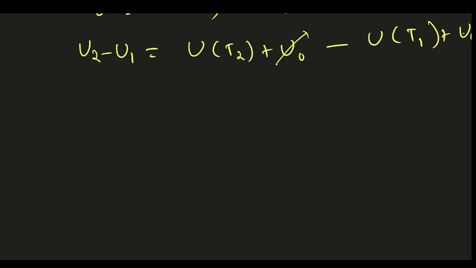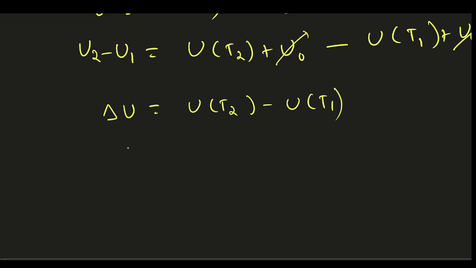Whenever I'm calculating the change in internal energy, all the energies which are applying, like gravitational and electrical, will be cancelled with each other. So the change in internal energy, delta U, is equal to U_T2 minus U_T1. That is, delta U equals U at T2 minus T1.